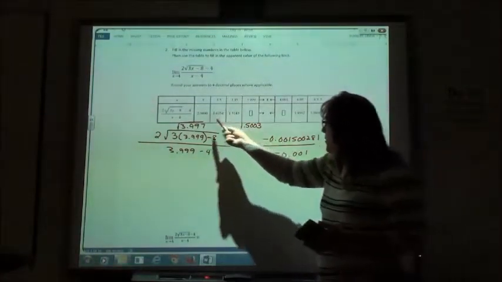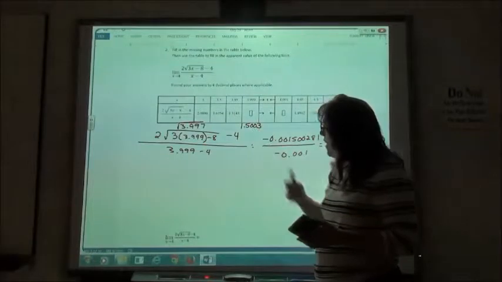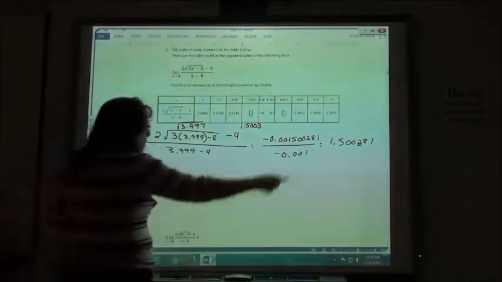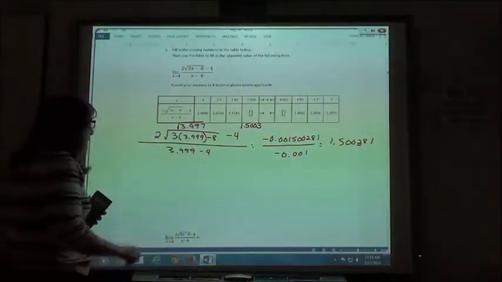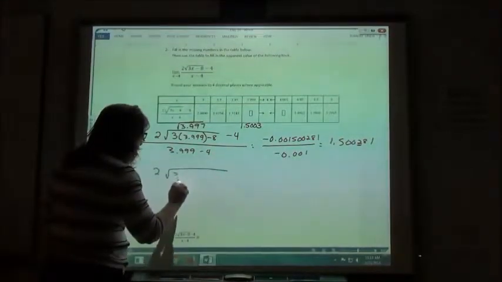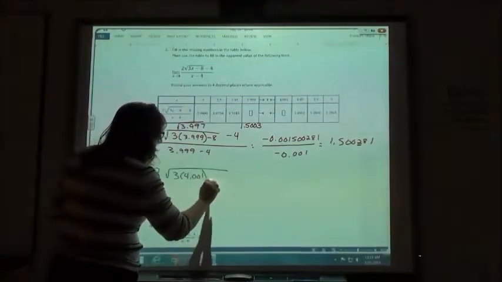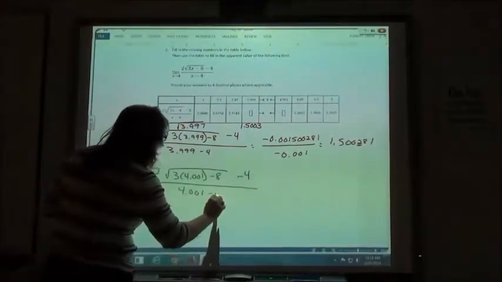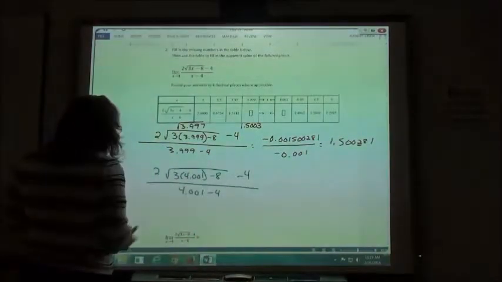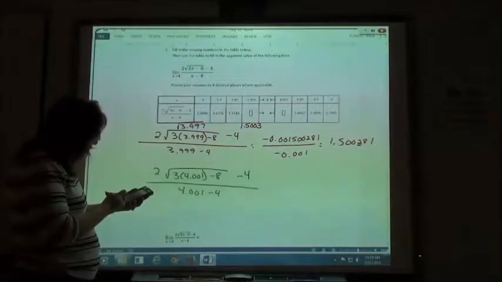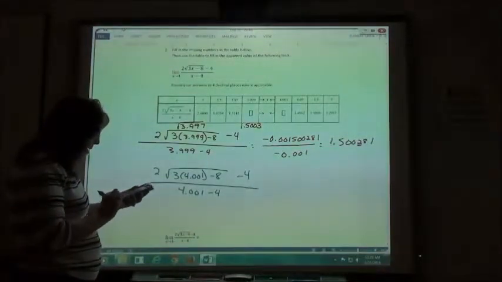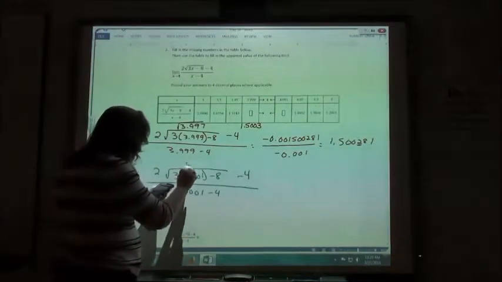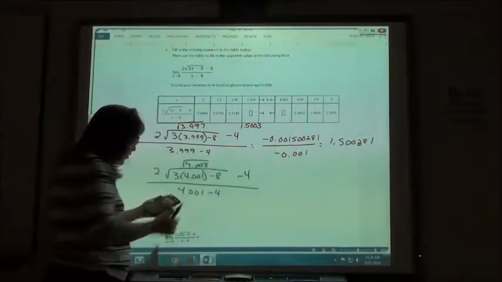So notice here I was looking to see, did my answer come up close to what I was getting before? It did, so that would make sense to have that answer. Over here, I'm going to put in 4.001. So 2 times the square root of 3 times 4.001 minus 8, then the minus 4 on the end, and then I'm going to have 4.001 minus 4. So again, I'm going to start underneath the square root. 3 times 4.001 gives me 12.003. I'm going to minus the 8 from that. Gives me 4.003. I've got to take the square root of that.